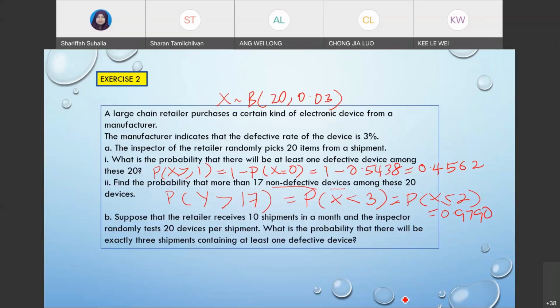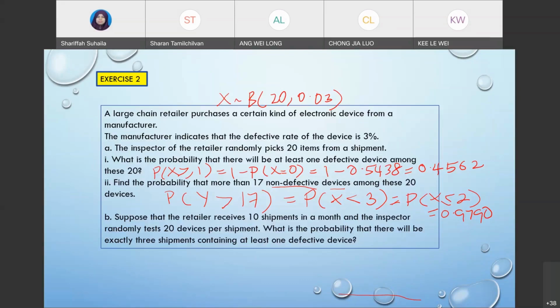Part B: suppose that the retailer receives 10 shipments in a month, then the inspector randomly tests 20 devices per shipment. So what is the probability that there will be exactly 3 shipments containing at least one defective device? Okay, so for part B, you are referring to the probability of at least one defective device.